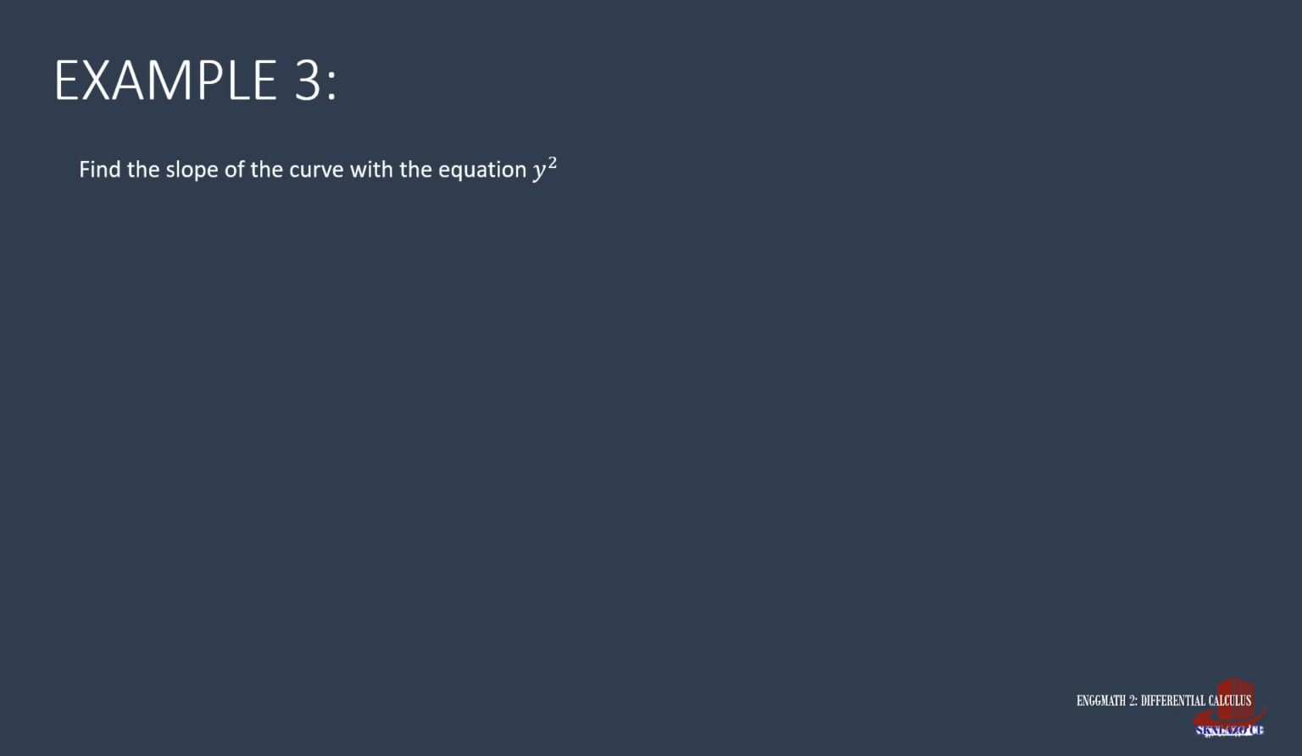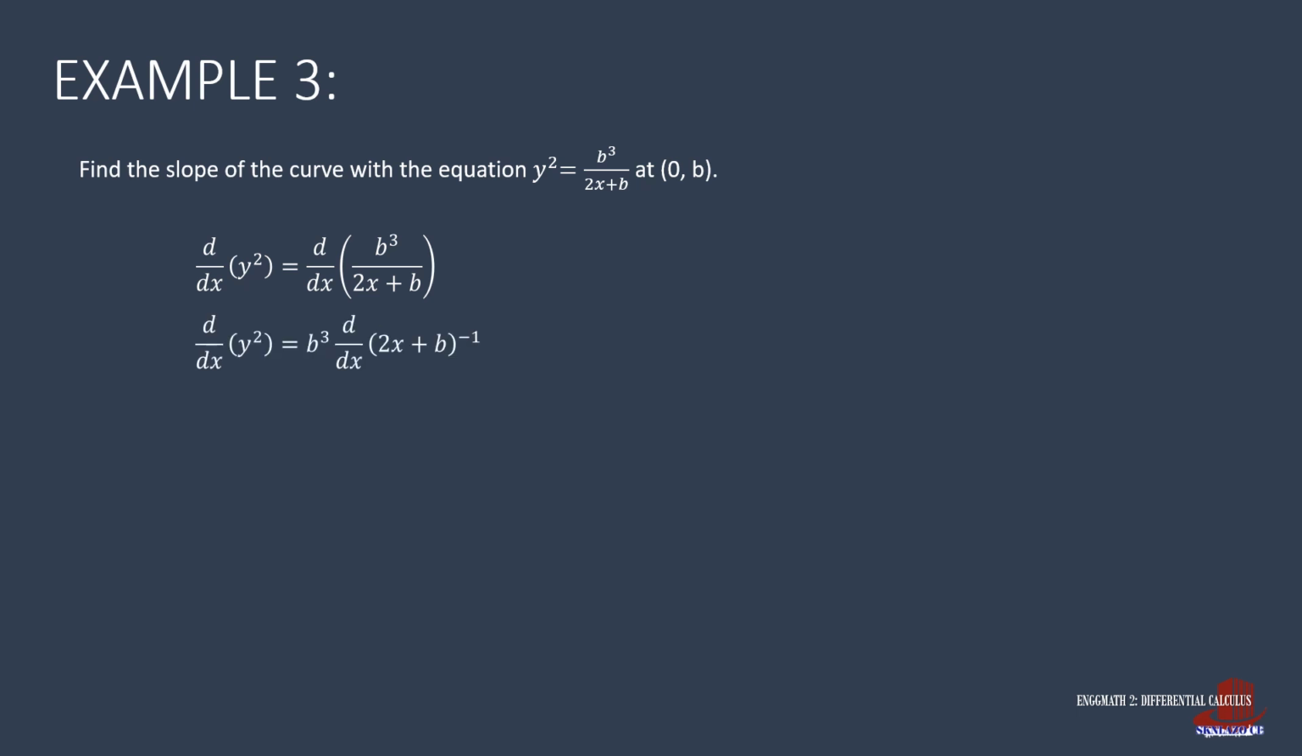Let's have an example with variables as coordinates. The equation involved is y squared is equal to b cubed over 2x plus b with the point (0, b). Insert d over dx to all terms. But before continuing, take note that b is considered a constant, as the only variables in the problem are x and y. So having b as a constant, we can avoid using the quotient rule by placing the constant out and working on the reciprocal of the denominator.